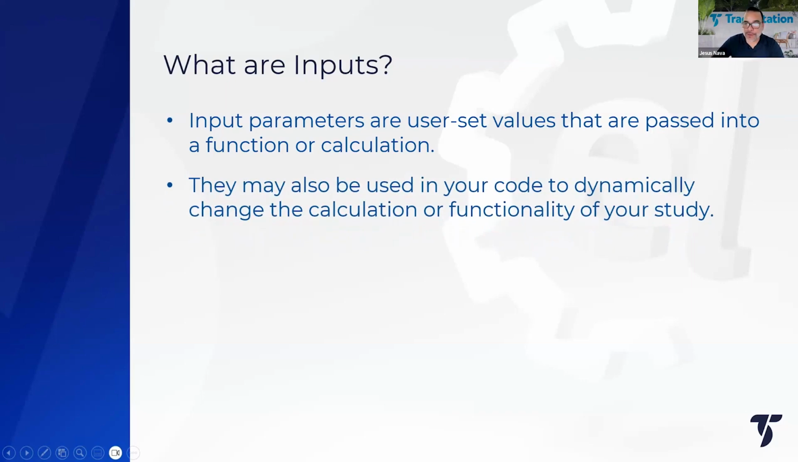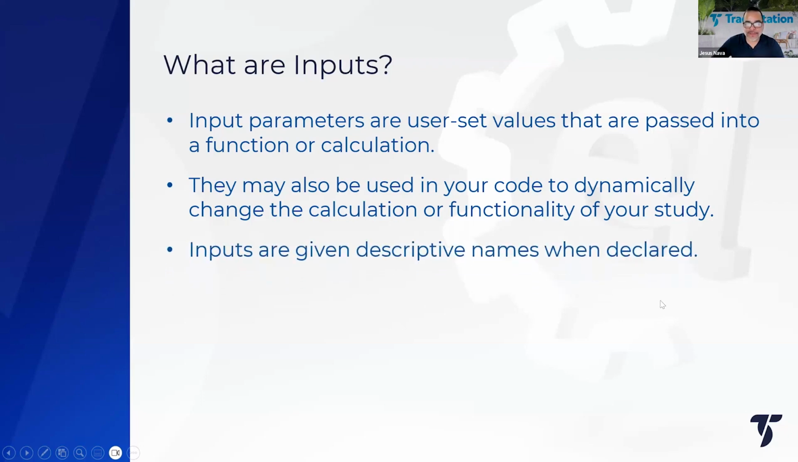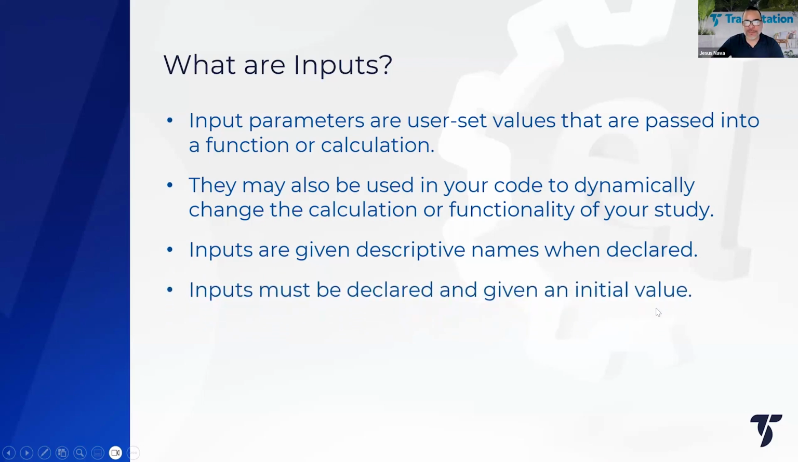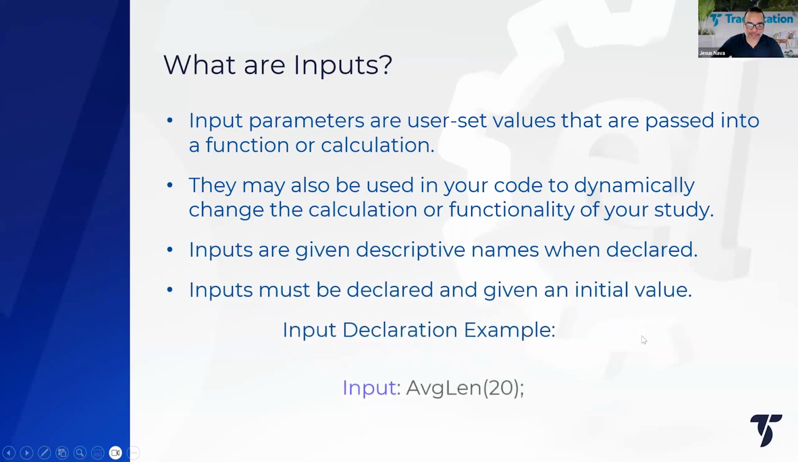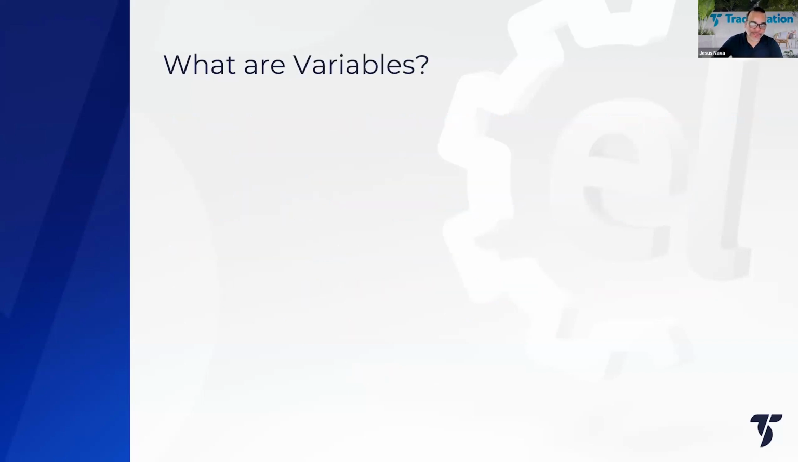They may be used in your code to dynamically change the calculation or functionality of your study, which is exactly what we just said. They're given a descriptive name, and they must be declared and given an initial value. For example, in a moving average, most of the time you have an average length so that it knows how many periods or how many bars to use in the calculation. So you can assign that as an input to allow you the flexibility of changing that parameter in the front end, in the platform, without having to go to the code every single time.